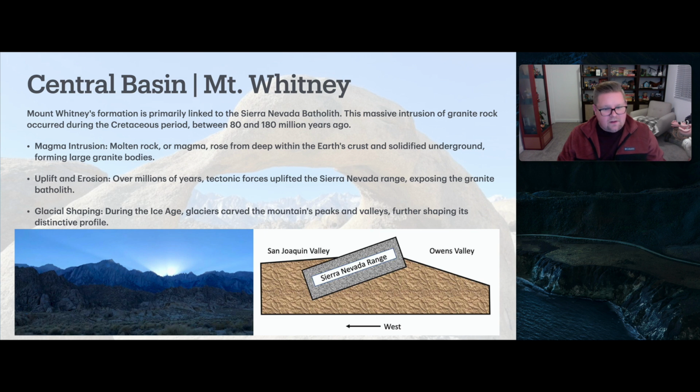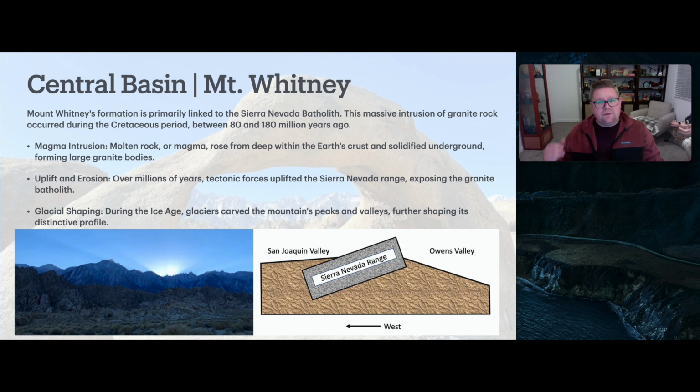So I've mentioned Mount Whitney earlier. Mount Whitney's formation is primarily linked to the Sierra Nevada batholith. This massive intrusion, or big block of granitic rock, occurred during the Cretaceous period between 80 and 180 million years ago. It took a long time because it formed and then it cooled, and then it reformed and then it cooled, and it kept getting reheated. And every time it got reheated, it got a little bit stronger, until now the Sierra Nevada, which is really one massive piece of granite, is one of the hardest rocks in the world. The crystals are huge. The quartz and the feldspar crystals in some places are larger than a brick, so they're very large.